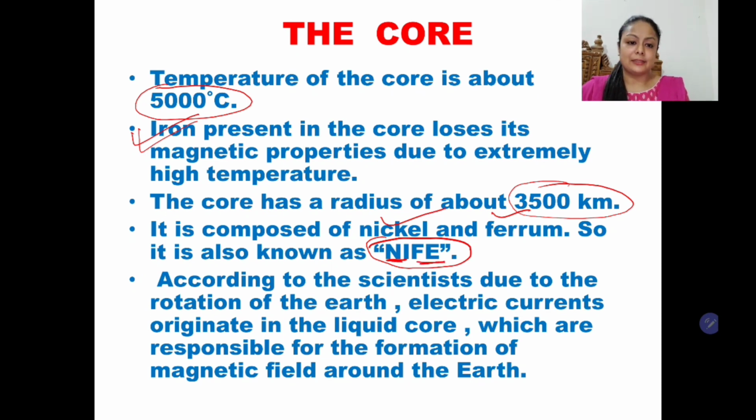According to scientists, due to the rotation of the earth, electric currents originate in the liquid core, which are responsible for the formation of the magnetic field around the earth. So the scientists, according to the latest studies, have said that the electric currents originate in the liquid core, which is the outer core, and they are responsible for the formation of the magnetic field around the earth.